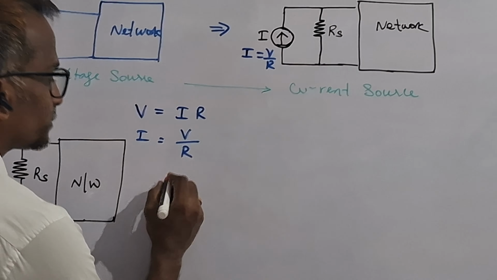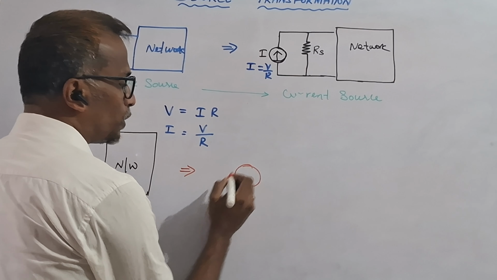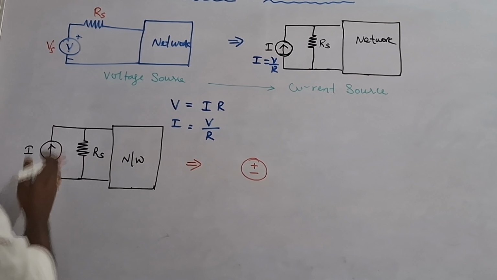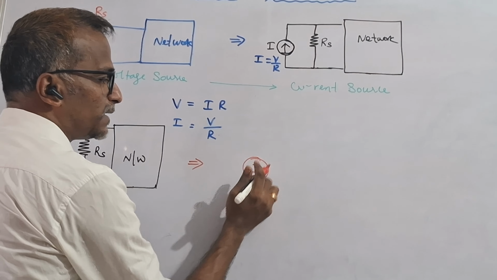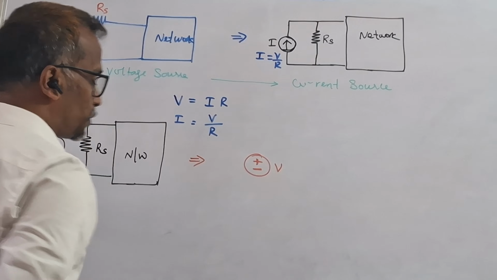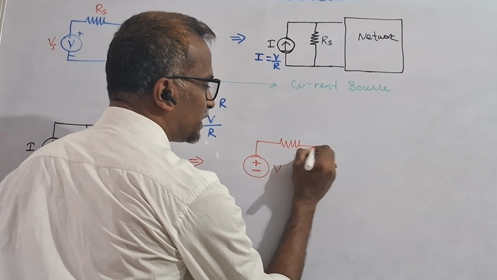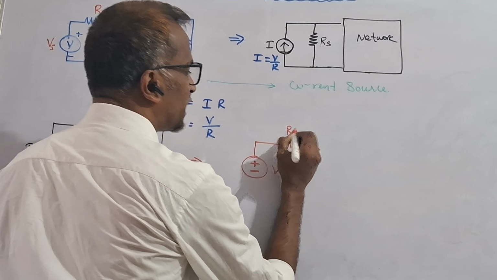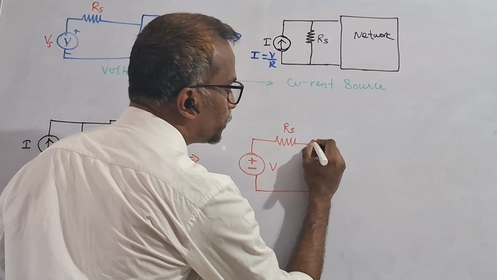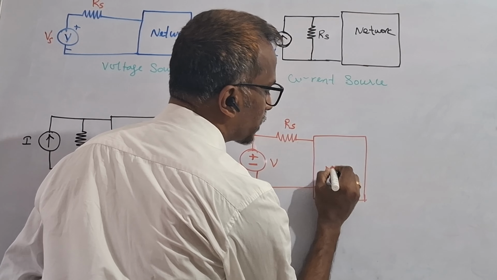For that, we are using the voltage source here, with positive and negative. The current direction is up, so the voltage rises from the minus at the bottom to the positive at the top. Then we have to connect the resistance in series. The same resistance Rs we have to connect here. Then we use the particular network.